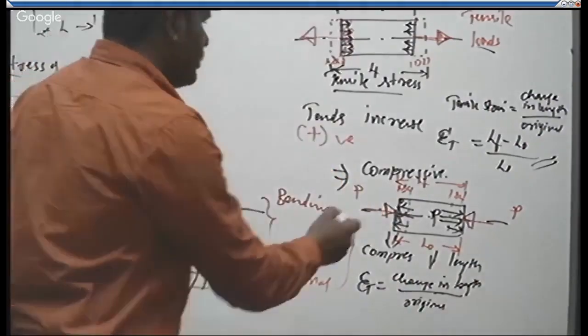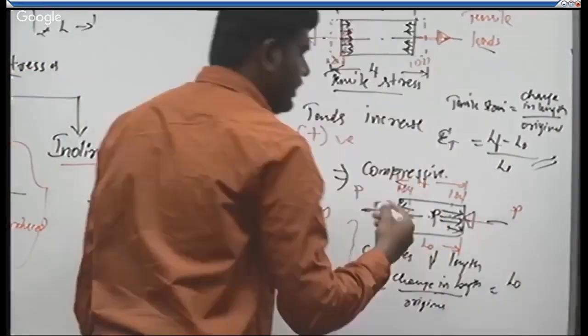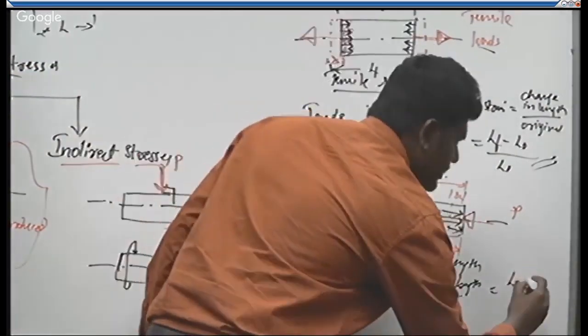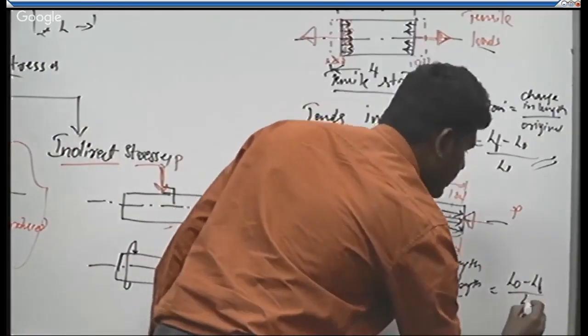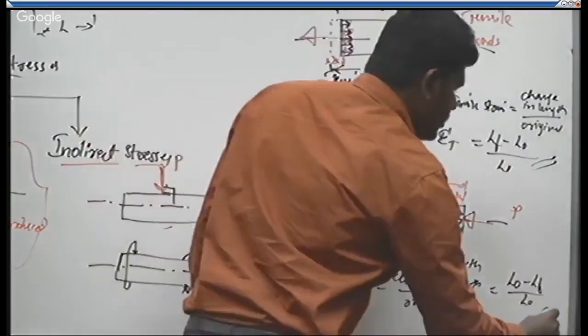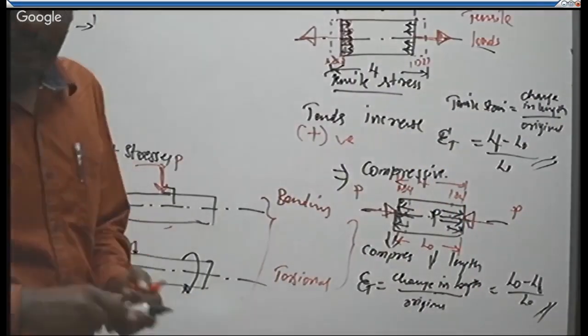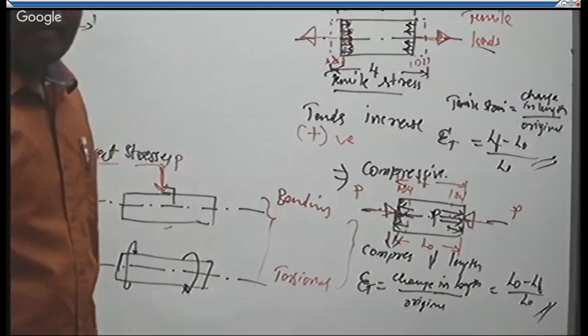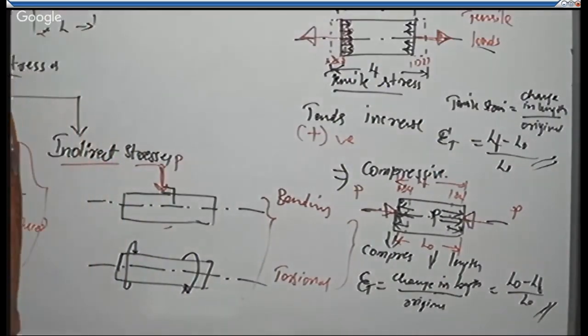So here, the change in length is given by the original length minus how much length it is compressed due to the action of these push type of loads, divided by its original length. So this ratio will give you the corresponding compressive strain. So you can look at some of the slide images we have seen, okay.